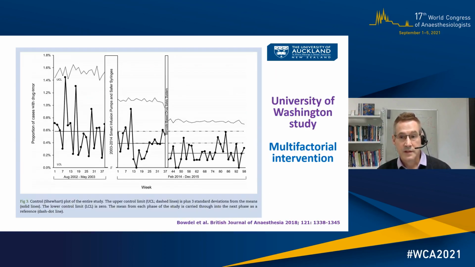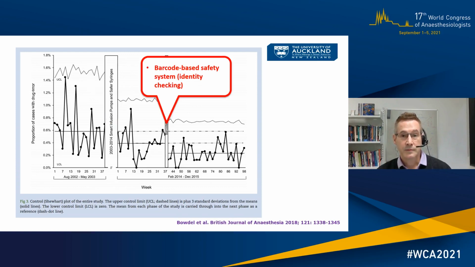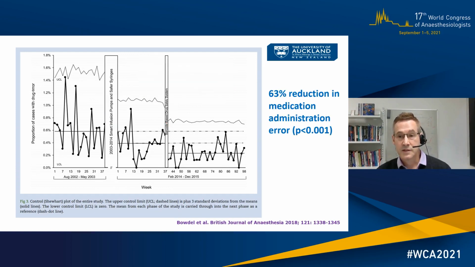Another study worth mentioning is the University of Washington study, also a large multifactorial intervention. They used Shewhart charts to track their progress. So at the first point, they introduced smart infusion pumps, safer syringes with color coding, safer barcode technology for identity checking at the second intervention point there. And they showed a 63% reduction in medication administration errors over the period of their study, which is pretty dramatic.